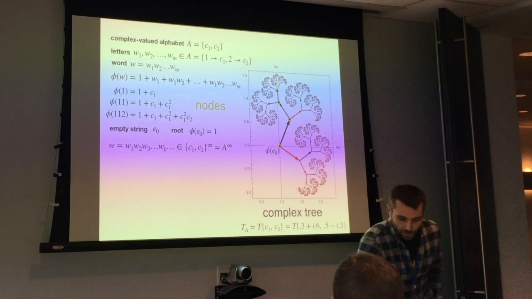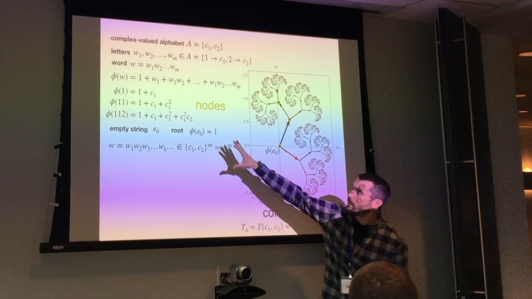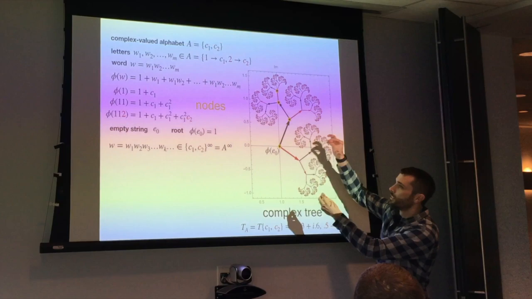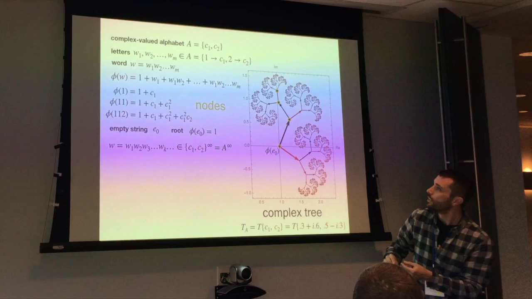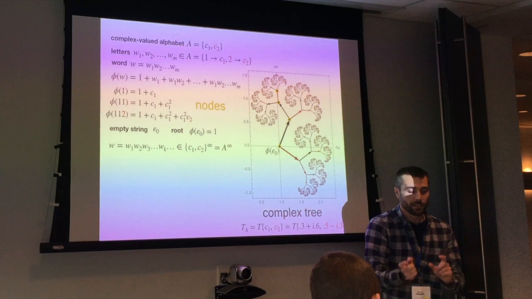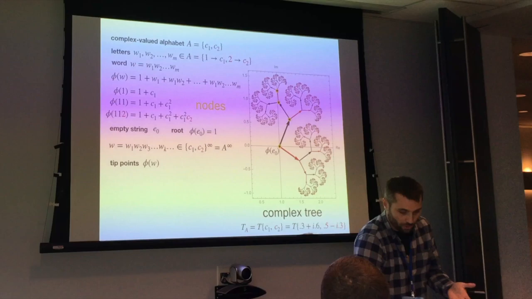So the points are just all polynomials? Yeah, you have these algebraic expressions in your alphabet. No, you have these numbers. So it's really like a geometric series style for all the nodes. A polynomial is just a single factor times the previous. Yeah, for example, if you play with C and minus C, then you get these minus and plus signs because you are multiplying different signs. And then for infinite words you get what I call tip points.